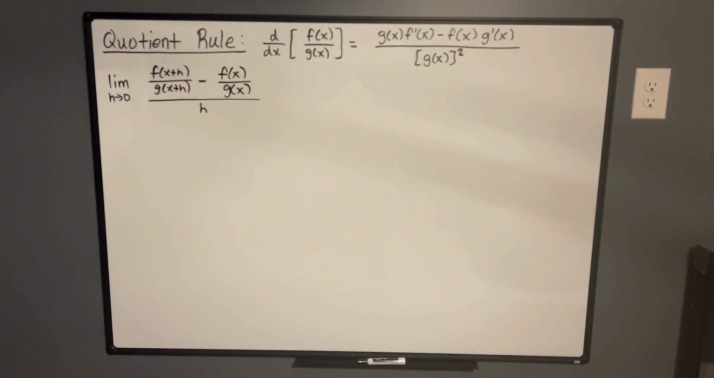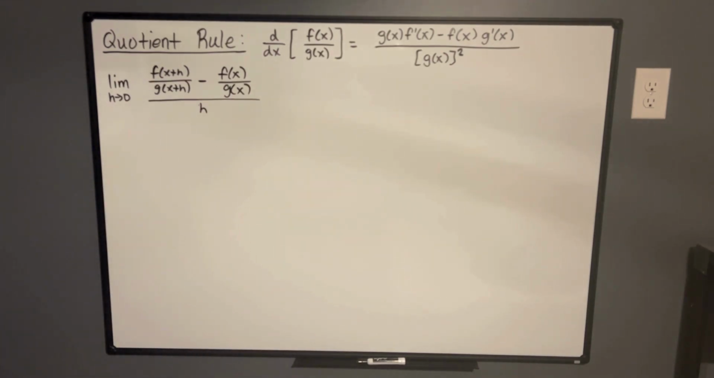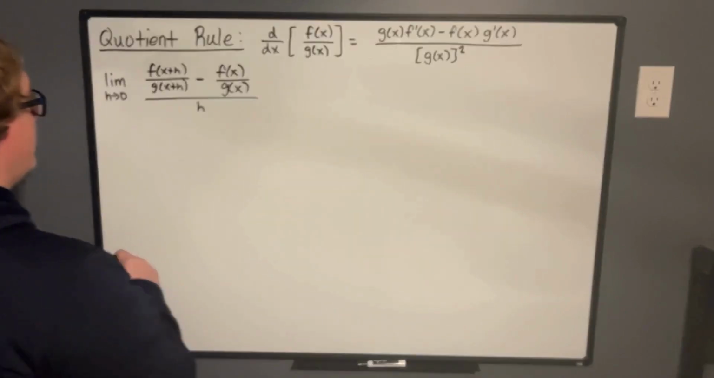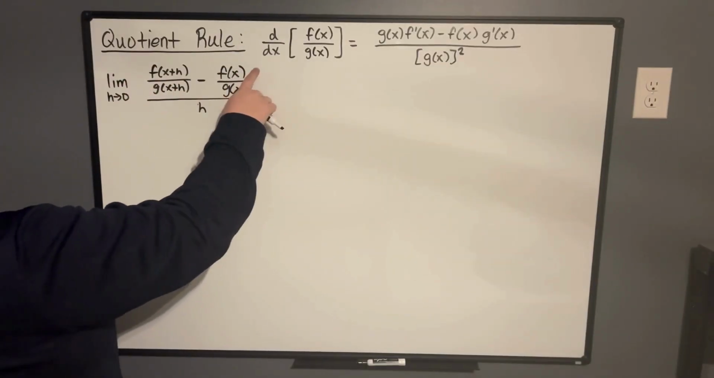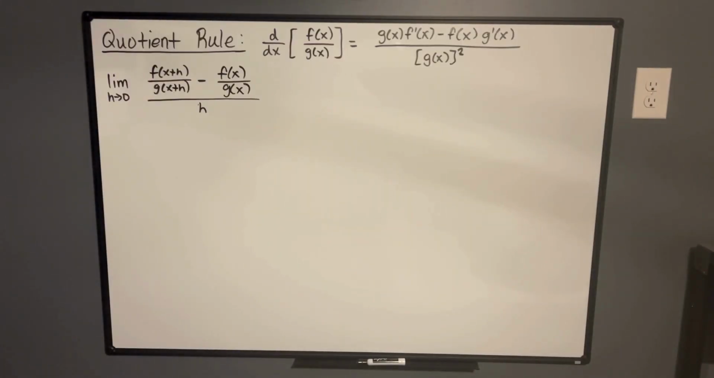So in order to get the rule out of this, we have to manipulate this limit a little bit. So I think a logical first step, and a lot of times when you actually do derivatives with the limit definition, we need to combine these fractions in the numerator. So we need to multiply this one in the top and bottom by g of x, and this one in the top and bottom by g of x plus h. Right, that'll give us a common denominator, and then we can directly subtract these fractions.